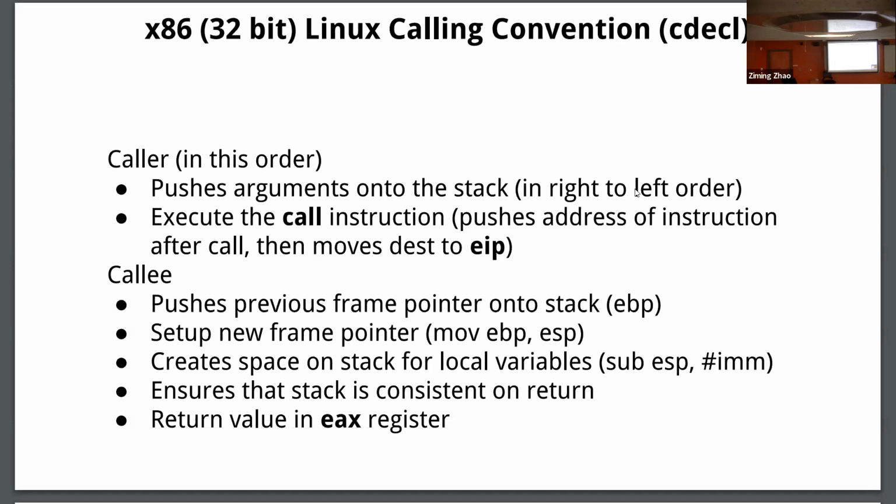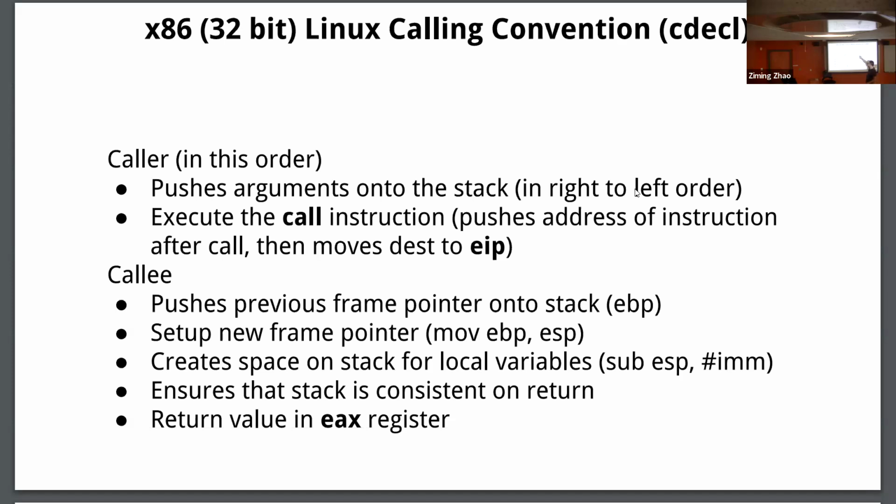So for every challenge, as long as you see the disassembly and you understand every line of instruction, then you should be able to hack them. But most of them follow this. So in this convention, the caller will do this, right? The caller will push arguments onto the stack. I'm talking about 32-bit, from right to left, then execute the call instruction.